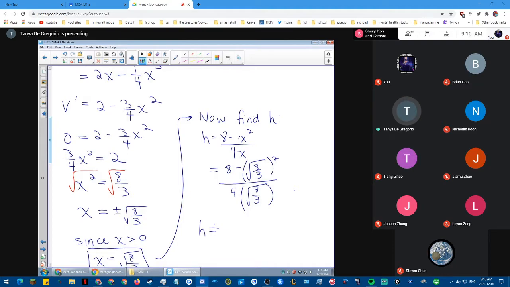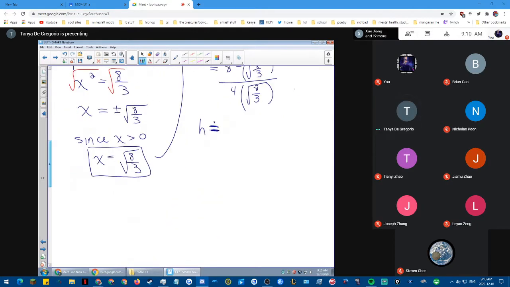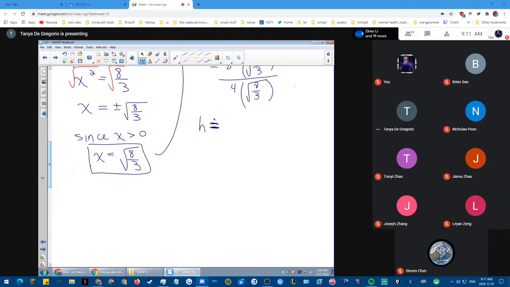So 8 minus 8 over 3 divided by 4 times root 8. What do we get? You guys all have calculators. You should be able to find this very quickly. H equals? Oh, guys, you guys are killing me. 0.82. Good.